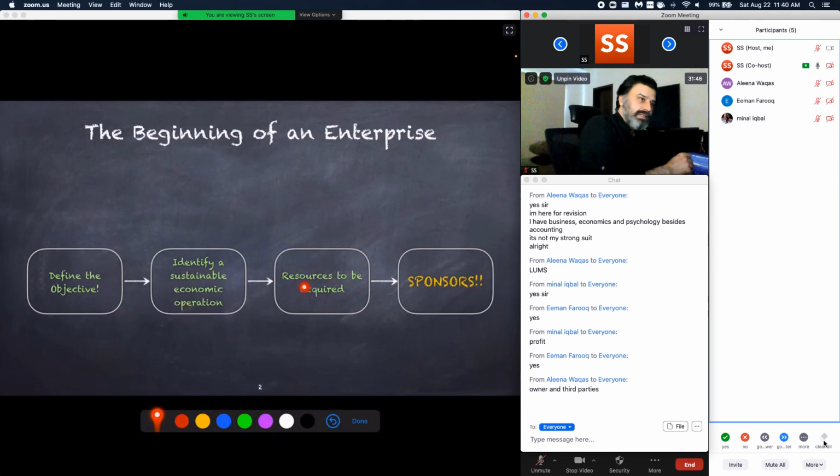Then that question will tell us what resources we require in order to sustain this economic operation, and whatever resources we identify that we need will further lead to this final question: how much money do we need to raise from our sponsors? In this case, as Alina has just mentioned in the text box, the primary sponsor is going to be the owner and the secondary sponsor is going to be someone else.